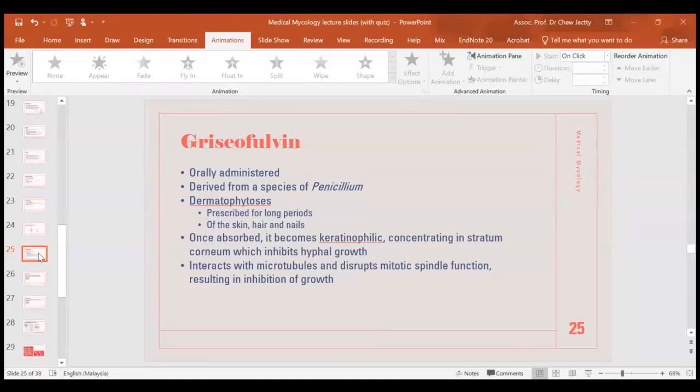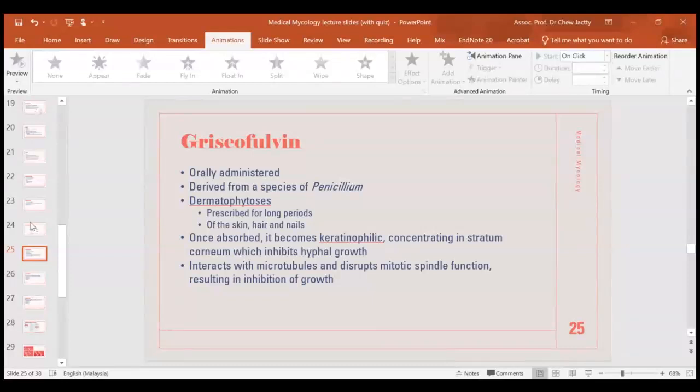Remember last week when we talked about dermatophytes, they're actually caused by fungal species. So this griseofulvin accumulates on the outermost layer, which is the target structure of our dermatophytes, and inhibits the hyphae growth. The mechanism of griseofulvin is that it interacts with the microtubules and affects the mitotic spindle formation, which is required for cell division. So by inhibiting and disrupting the mitotic spindle function, it inhibits the growth of the hyphae and the fungus.